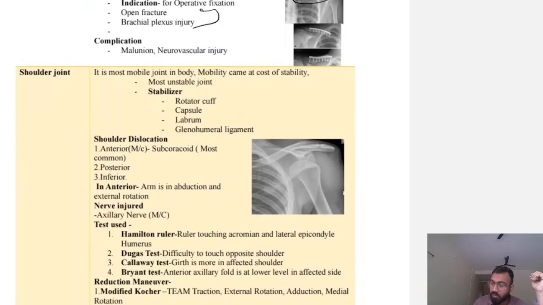Okay. So in these cases, open fracture and brachial plexus injury, you have to manage the patient by operative fixation. Now let's see what are the complications of clavicle fracture. I have explained malunion and neurovascular injury, like brachial plexus injury, could be there. Now the shoulder joint, we have learned about the clavicle. The next bone near the clavicle is the shoulder joint. So let's learn about the shoulder joint.